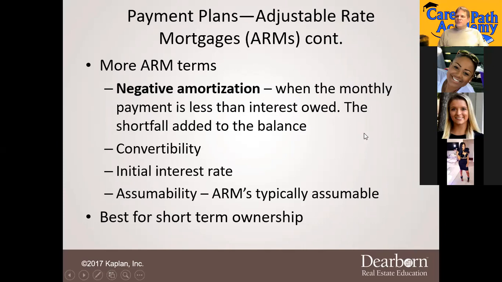It's when the monthly mortgage payment isn't even enough to pay the interest that's owed. So that shortfall of interest that you did not pay that month is added to the balance and you owe more money next month. That's not good. All right.